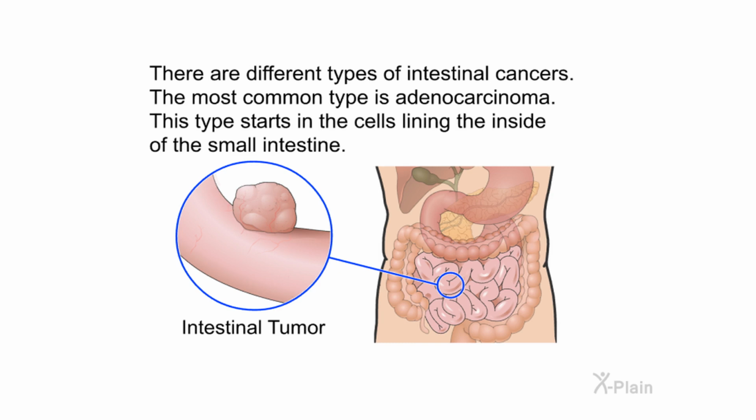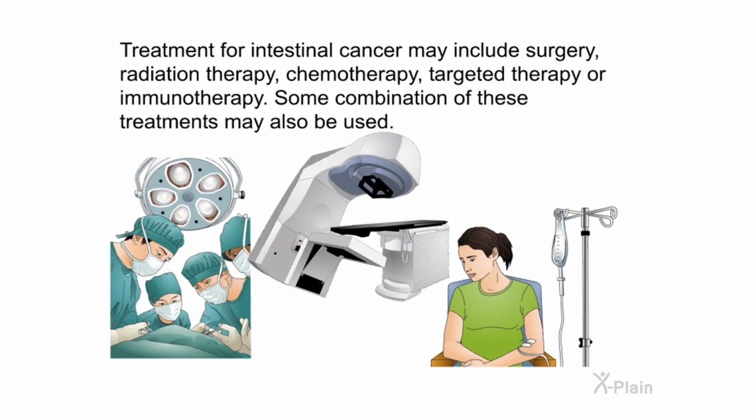There are different types of intestinal cancers. The most common type is adenocarcinoma. This type starts in the cells lining the inside of the small intestine. Treatment for intestinal cancer may include surgery, radiation therapy, chemotherapy, targeted therapy, or immunotherapy. Some combination of these treatments may also be used.